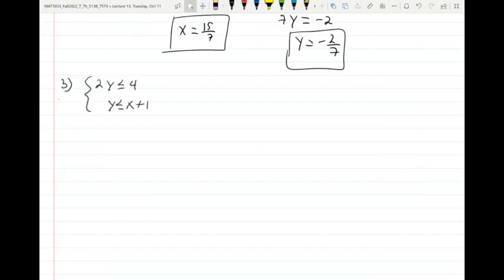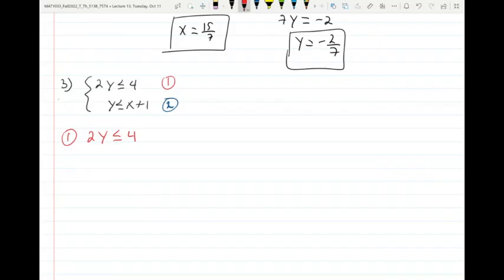Okay. So right now we're just gonna focus on number 1. We're gonna do it completely. Then we're gonna go to number 2 and repeat. Okay. So let's see. Number 1 is the inequality 2y less than or equal to 4.